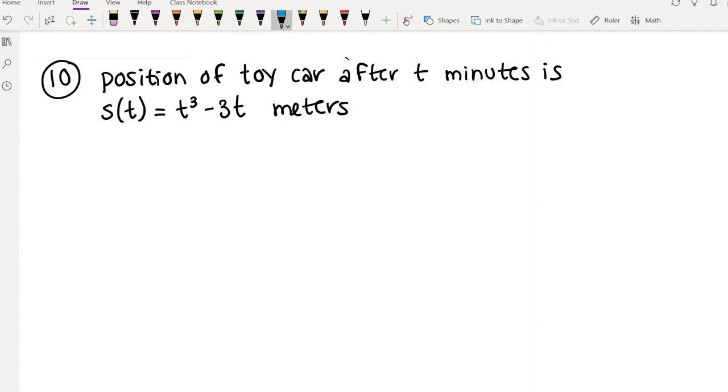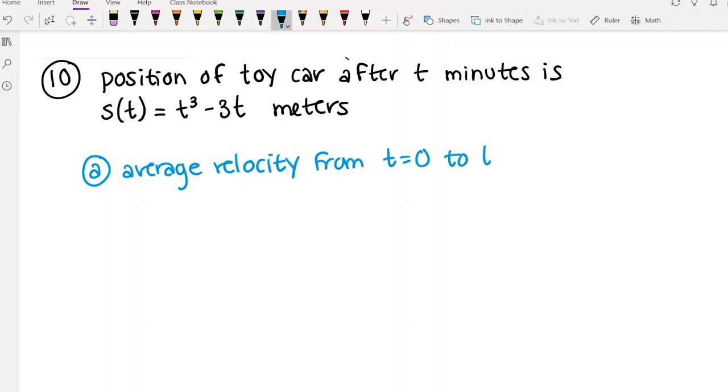The first part of the question is asking us to find the average velocity from t equals 0 to t equals 2. So what is average velocity? Average velocity is the same thing as average rate of change, right?